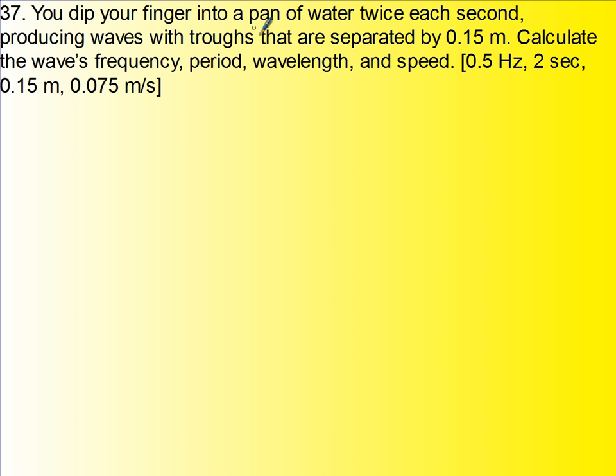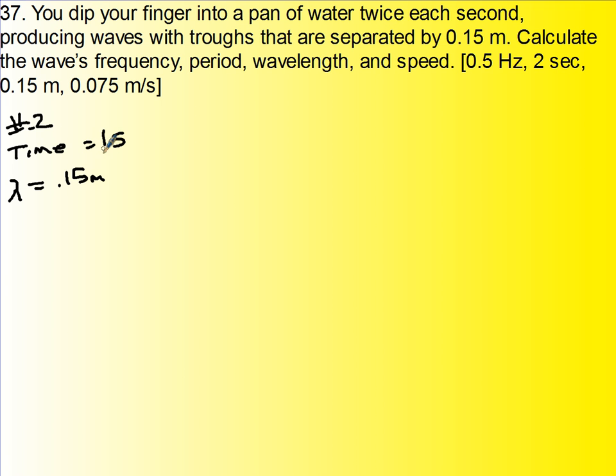You dip your finger in a pan of water twice a second. So the number of times you do it is twice, and the total time each second is 1 second, producing waves with troughs that are separated. So troughs separated, that tells me that's my wavelength. Calculate the period, frequency, wavelength, and speed.